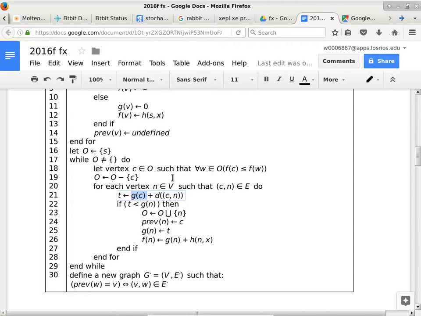How do we know that C and N are connected by an edge? It's inside the for loop, right? What is the qualification of N? Now, the first qualification is easy. Vertex n has to be in the set V. Okay, that's easy. What about the second part? Such that Cn as a two-tuple is in E. What does that mean? There's an edge going from C to N.